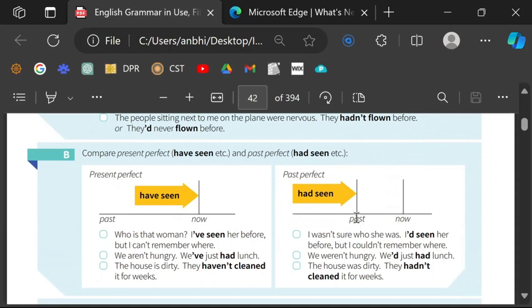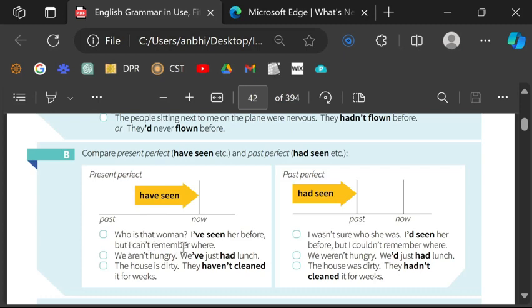Now, comparing present perfect and past perfect. Here you have the point in time, which is now, the present. Something happened before now, you see? Then you have a present perfect. For example, who is that woman? I have seen her before. Before when? Before now, you see?